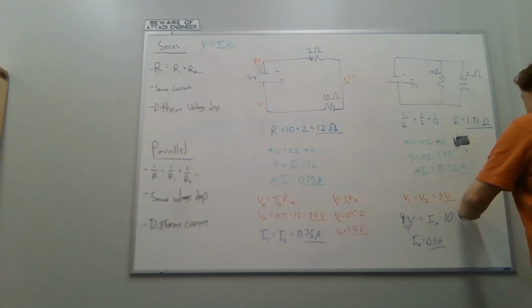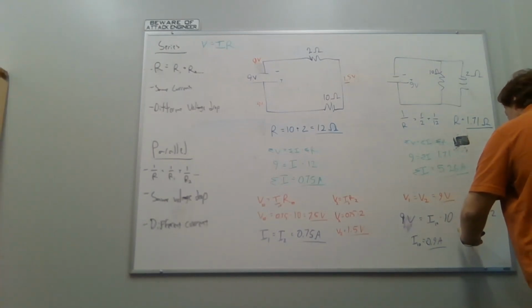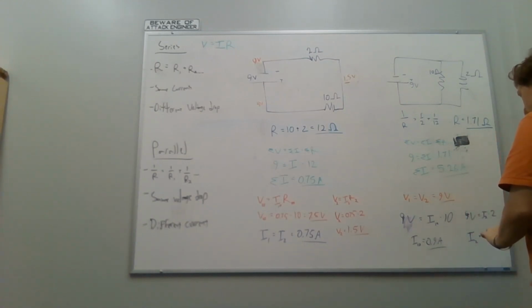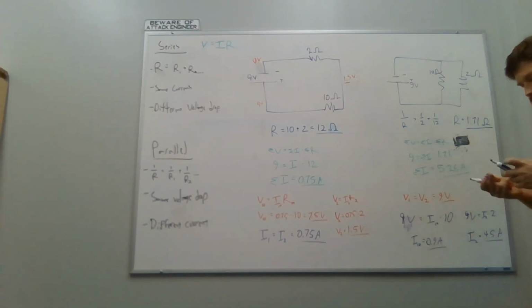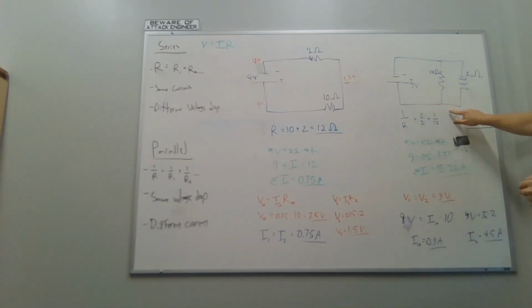Meanwhile, there's a 9 volt drop across the 2 ohm resistor. So this current through the 2 ohm resistor times its resistance of 2 should be equal to its 9 volt voltage drop. So what is 9 divided by 2? That's going to be 4.5 amps. So, 0.9 amps branched off to go here. 4.5 amps branched off to go here.